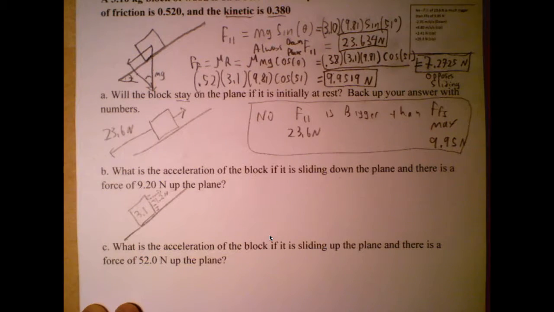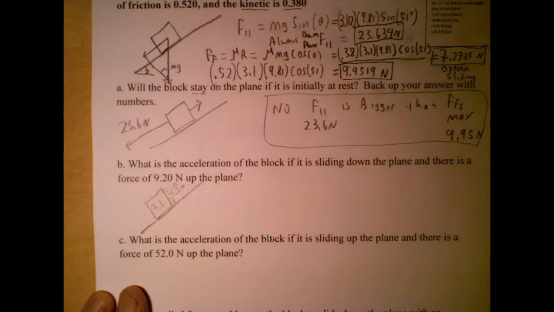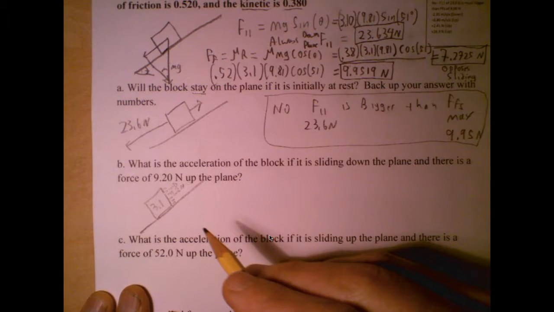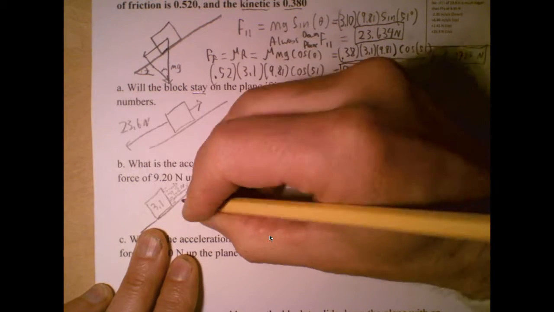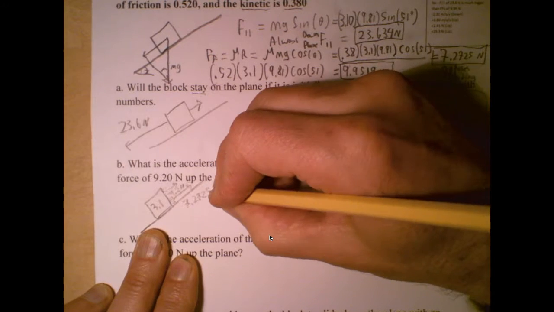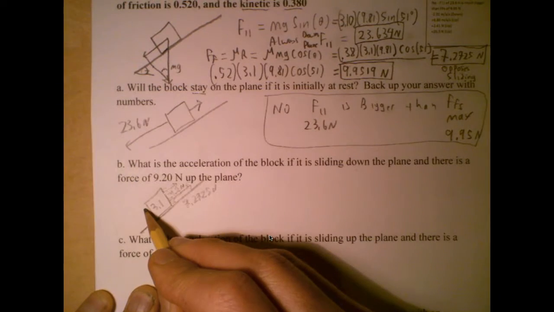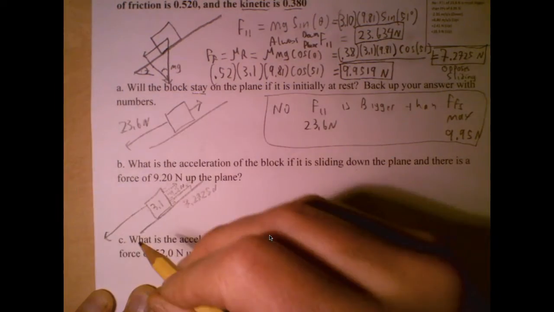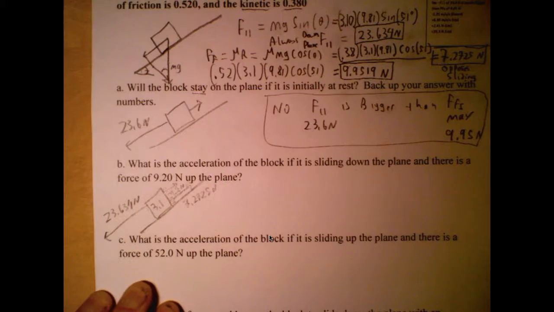Okay, so if it's sliding down the plane, the force of dynamic friction, this force of 7.2725, that force is going to act up the plane as well. So we've got 7.2725 acting up the plane. And then of course there's always the parallel force of gravity acting down the plane, this 23.634 newtons. Okay, so now we're all set.